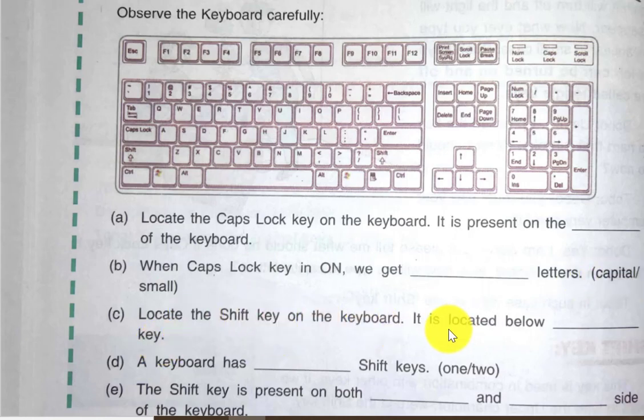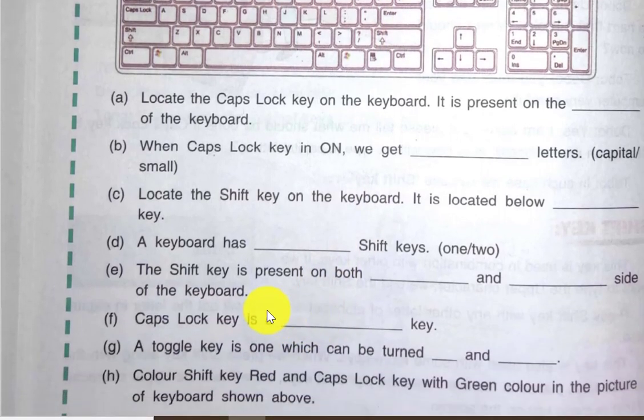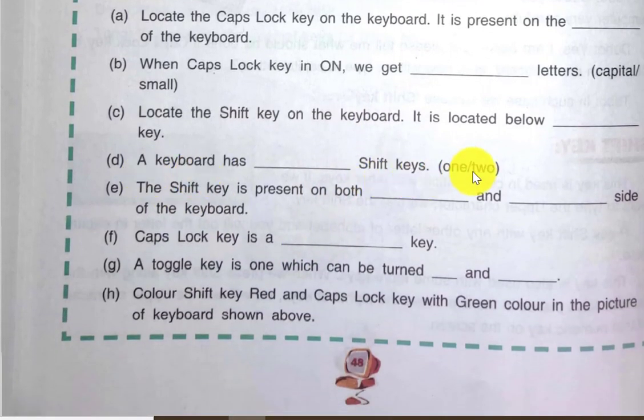Locate the shift key on the keyboard. It is located below the caps lock key. Where is the shift key? Here is the shift key. It is located below the caps lock key, and one shift key is located below the enter key. There are two shift keys. A keyboard has two shift keys. The shift key is present on both the left and right side of the keyboard.